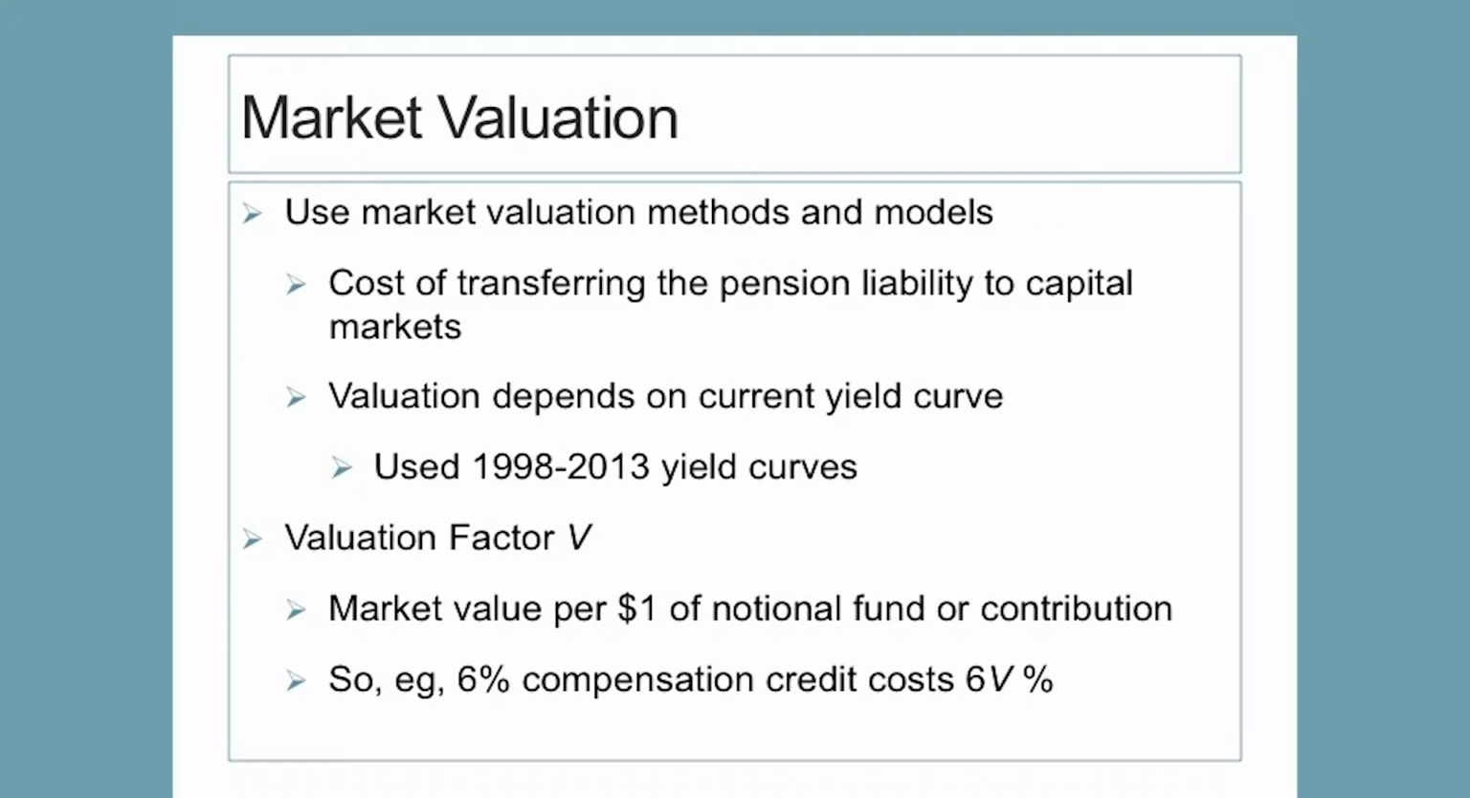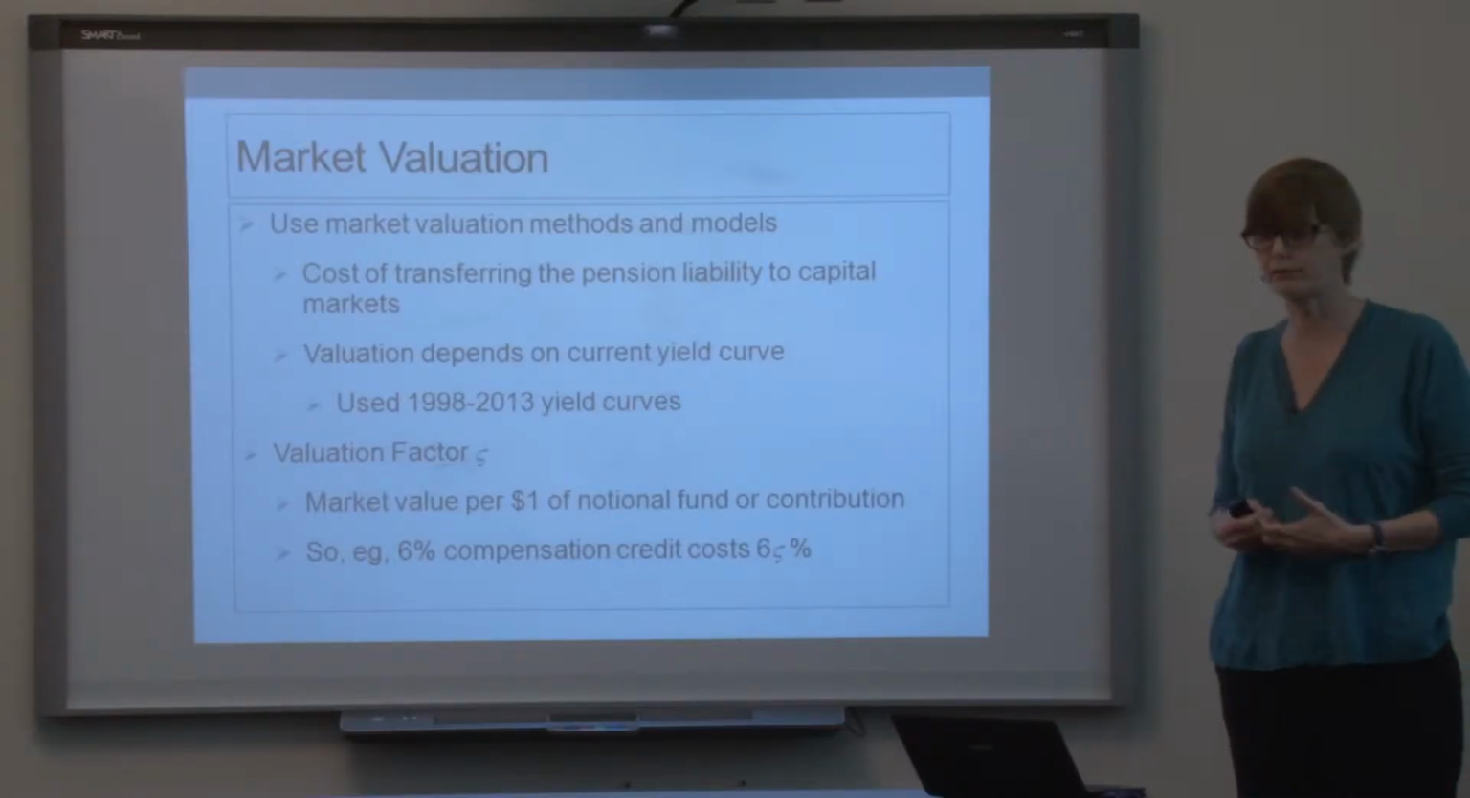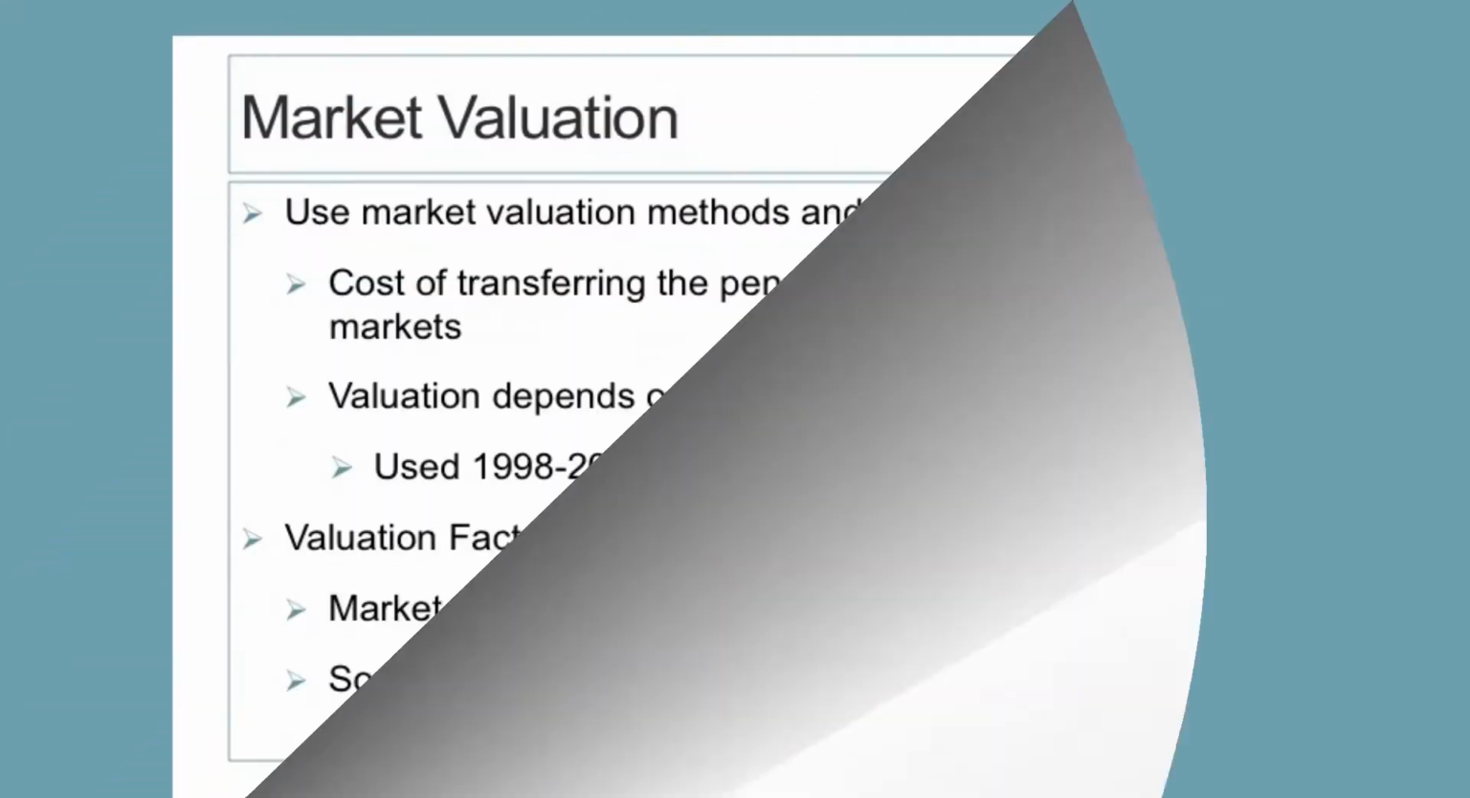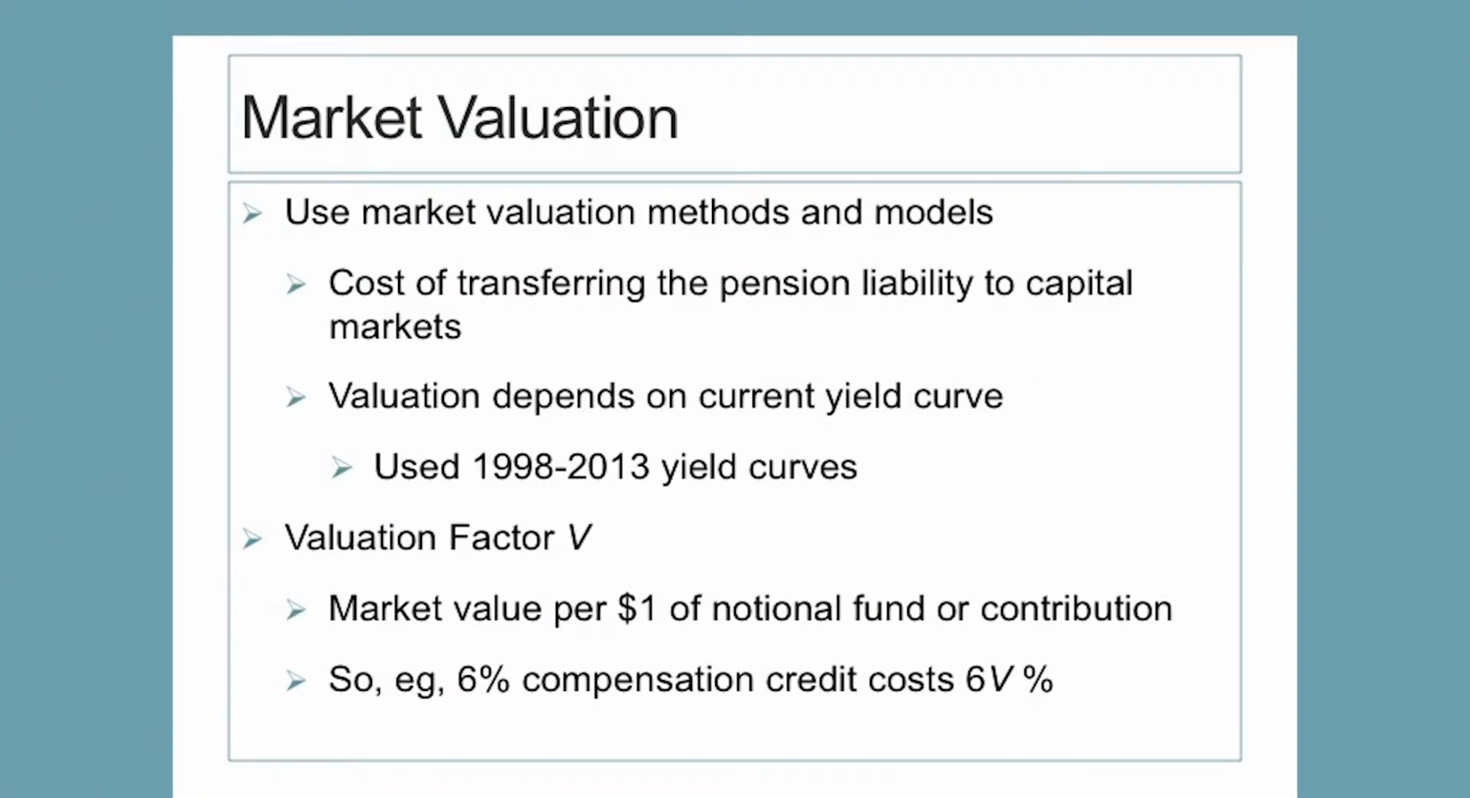For the market valuation, we're going to calculate a market value which you can interpret as the cost of transferring the entire liability to the capital markets. And it would also be similar to the value that one would report if you're in a regime of market consistent valuation. Market valuations depend on markets. In the case of interest rate risk, it depends on the yield curve at any time. So we've done these calculations based on all the yield curves from 1998, when cash balance plans first started to become popular, up to 2013.